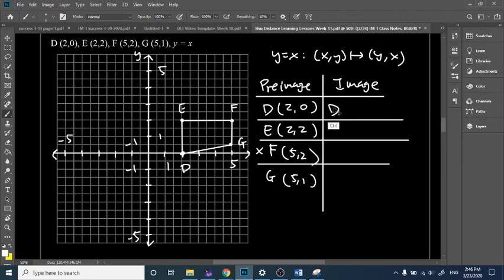So if we go to the prime versions now, D prime, E prime, F prime, G prime, what's going to happen is we literally take the x and the y and we switch them. In the case of E, nothing happens because x and y are the same. Alright, D prime, 0, 2. E prime, still 2, 2. F prime, 2, 5. G prime, 1, 5.